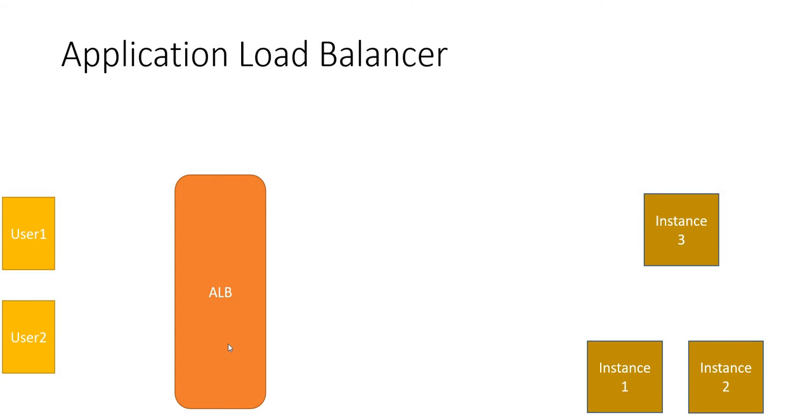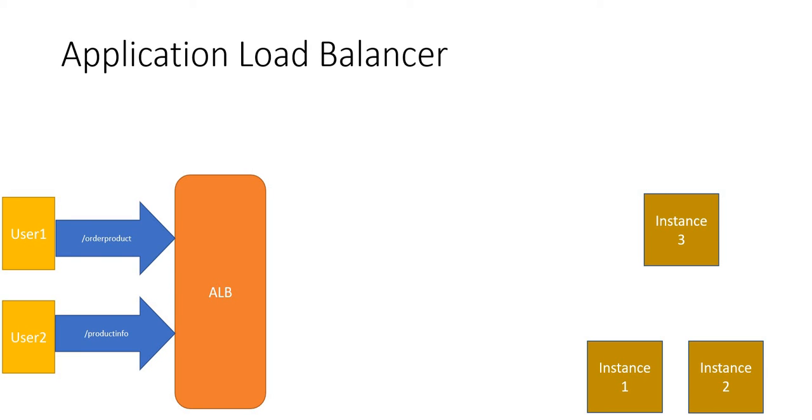Earlier we saw the normal structure of a load balancer, where we have a load balancer in the middle. On the left-hand side you can see user 1 and user 2 requesting to the load balancer. On the rightmost side, we have three instances: instance 1, 2, and 3. Suppose the user is requesting with the path order product and the path product information. In a general e-commerce application, you know that product information has more load compared to order product. So in this example, product information should be handled by instance 1 and instance 2 here, and the order product path will be handled by instance 3.